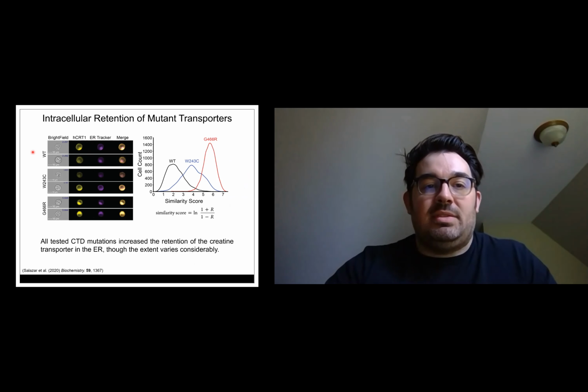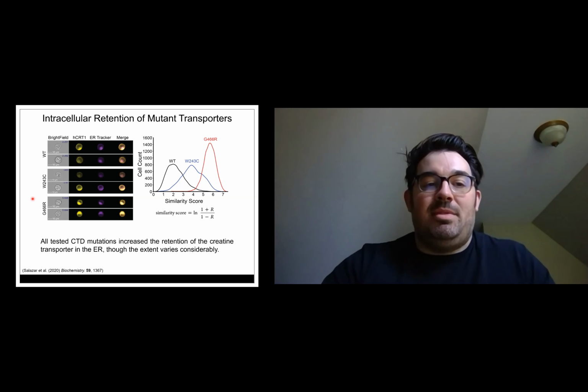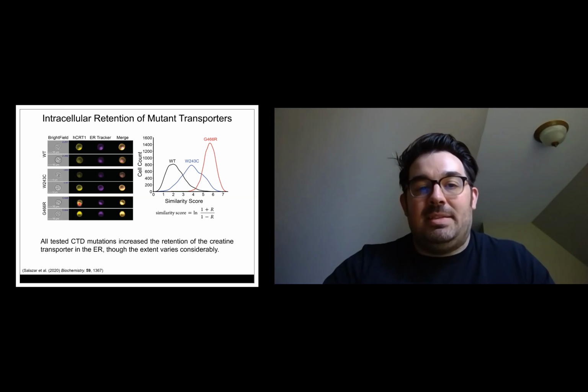So here's some of the cells expressing normal creatine transporter. You can see this little halo of protein at the plasma membrane. You can see some of the more severe mutants, the proteins trapped inside the cell.